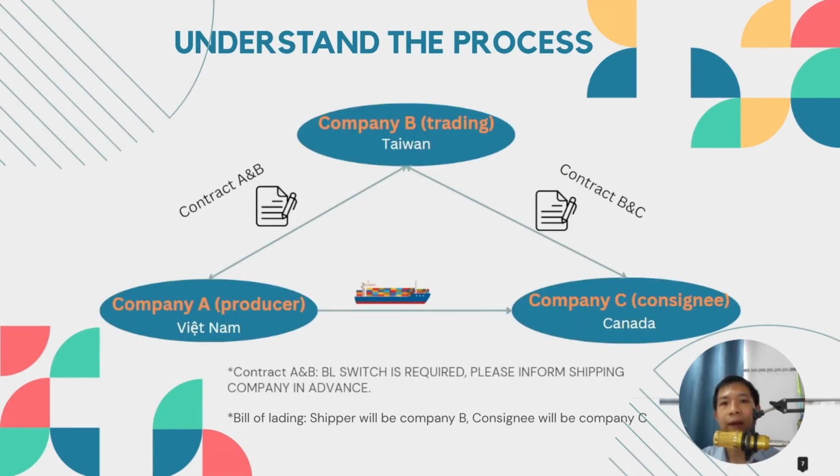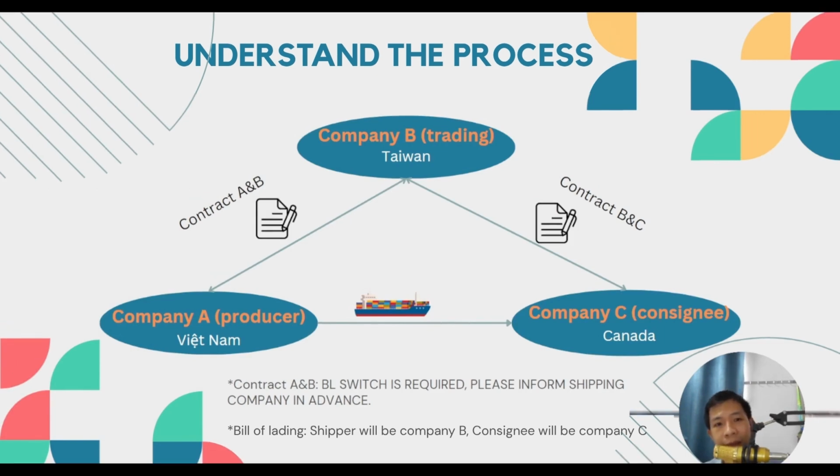You will understand better. Here, let's look at an example. The case I've handled before is actually quite similar to this. Let's say there's a manufacturing company, the producer, which is Company A, located in Vietnam. There's Company B, which is a trading company based in Taiwan. And then there's Company C, in this case the end customer, located in Canada. So the model works like this. The trading company will purchase goods from the manufacturer, which is Company A in Vietnam. Then they will resell these goods to Company C in Canada.